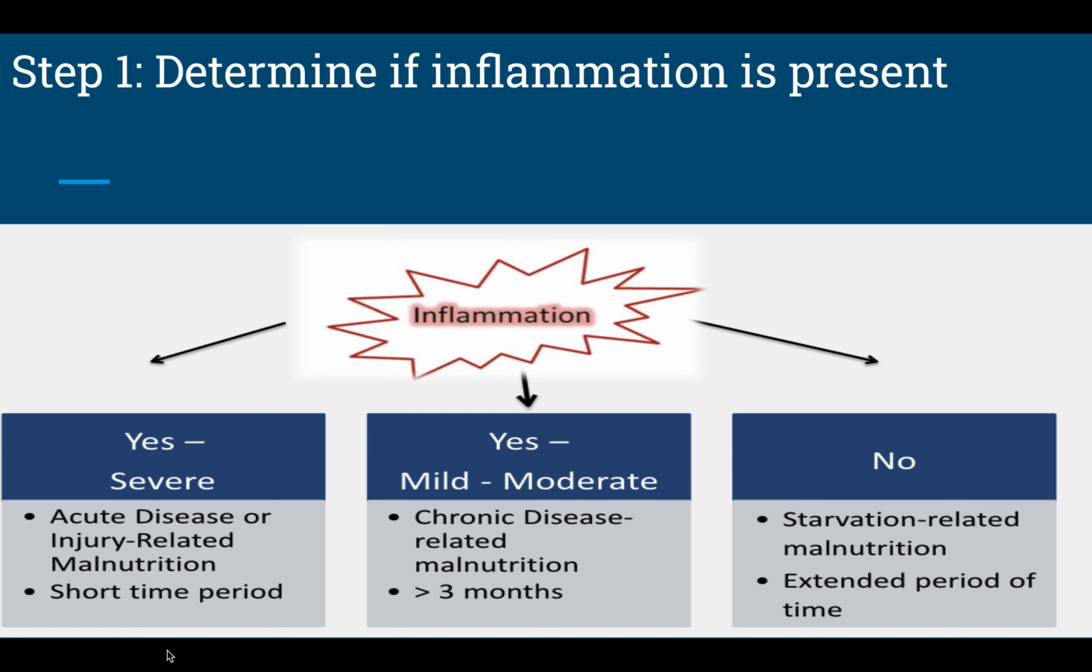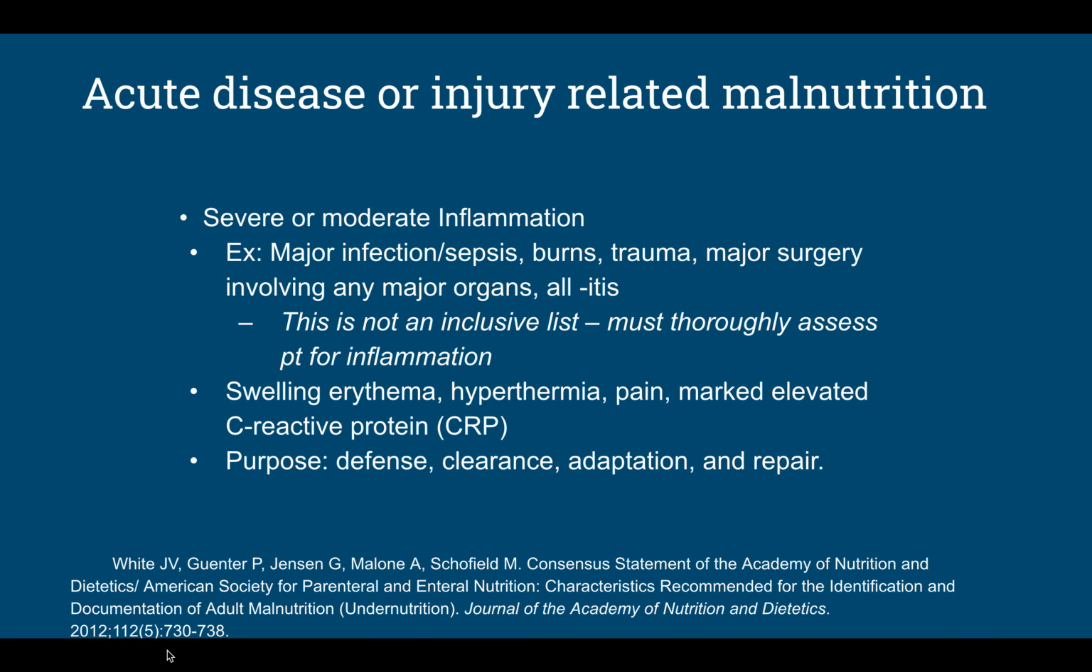If not, then the malnutrition could be related to starvation, for example, anorexia or environmental factors. And this is over an extended period of time. Acute disease or injury related malnutrition: usually this is severe or moderate, and this might be related to a major infection, sepsis, burns, or trauma. Like someone gets into a car accident and suddenly gets no food because something is going on with the GI. That could be the cause of the malnutrition.